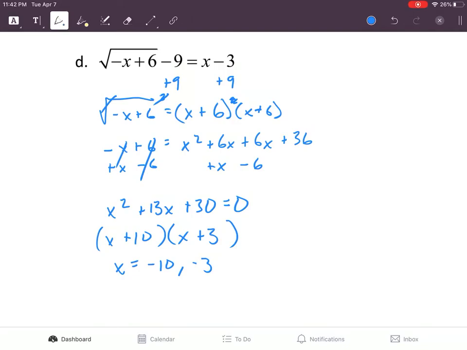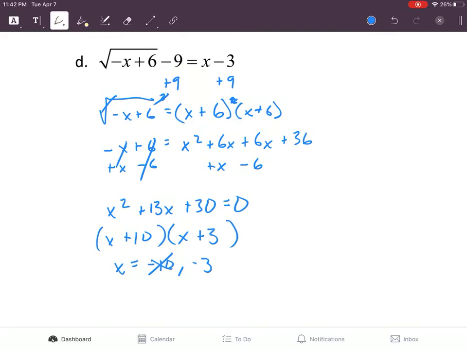Again, as a radical equation, you have to check these to make sure they work. If you put negative 10 in for x, negative 10 times negative 1 is positive 10, plus 6 is 16, the square root of 16 is 4, and 4 minus 9 is negative 5. Then if you put negative 10 on the other side, negative 10 plus 6 is negative 4, and negative 5 and negative 4 are not the same thing.